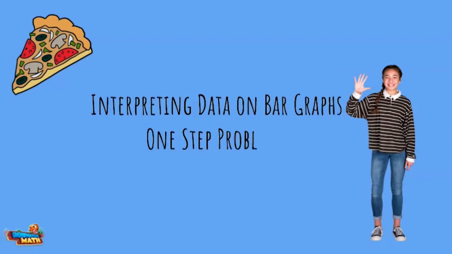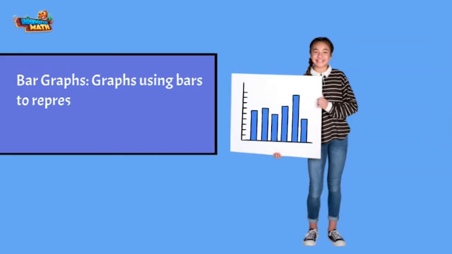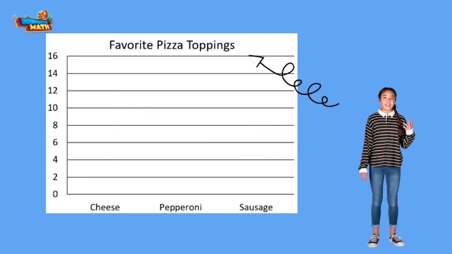I am here today to talk to you about interpreting data on bar graphs to solve one-step problems. Bar graphs are graphs using bars to represent quantities of different categories. They have titles to describe the data the graph is displaying. This one is favorite pizza toppings. I love pizza. The bottom of this graph shows the categories or types of toppings. The y-axis over here displays the number of people who chose the topping for their choice.